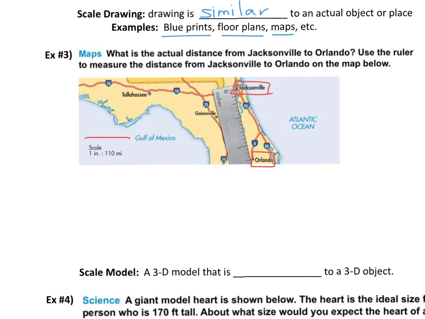And then here's the important piece of information. They tell you the scale. So if you look at the scale, they're saying 1 inch on the map is actually 110 miles in reality. Drastic difference, okay? So 1 inch is 110 miles. We want to know how far is it from Jacksonville to Orlando in miles. Can you tell me how far it is from Jacksonville to Orlando in inches?